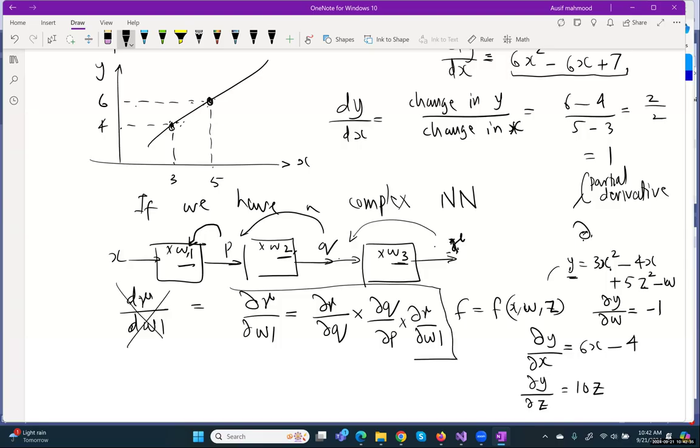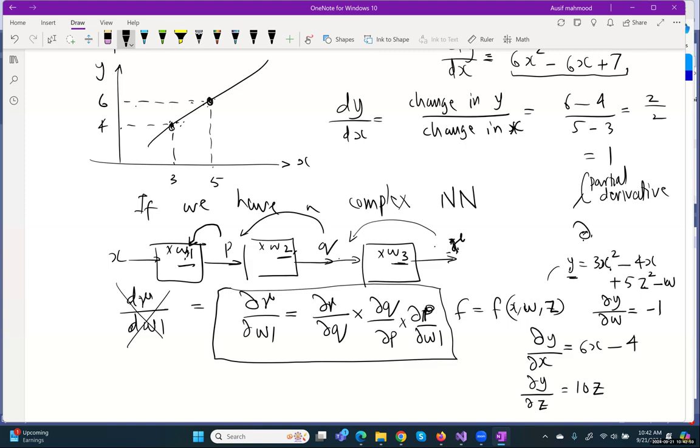See if this makes sense. The last one, because our goal was to determine only up to W1, oh sorry, partial P. Yes, yes, thank you. I made a mistake. So it will be partial P with respect to W1.